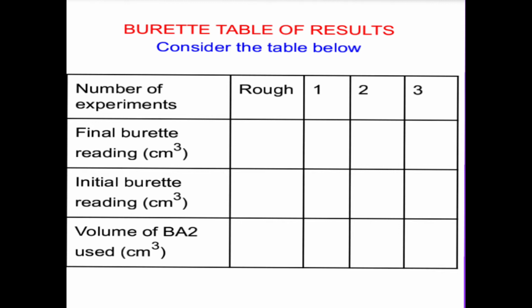So we shall rely more on these 1, 2, and 3 experiments. But the rough one just gives us a rough idea of where the end point is. Sometimes it can even be above the end point. So if you consider it, you'll be considering a wrong result. But on performing the first experiment after the rough, here you're going to be very careful because you would have known where the end point is.